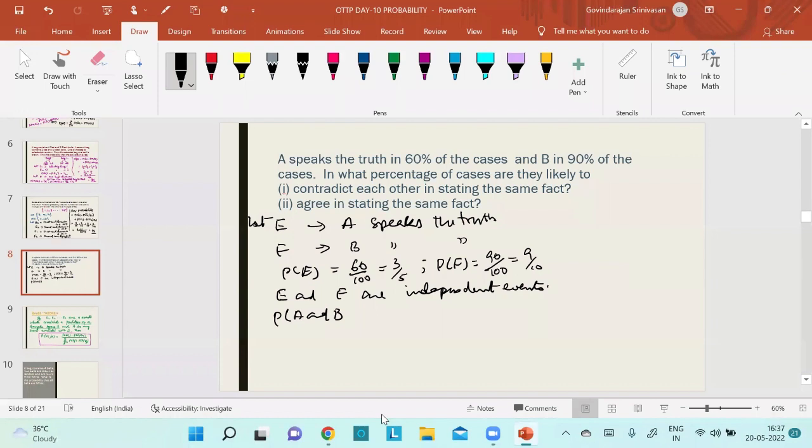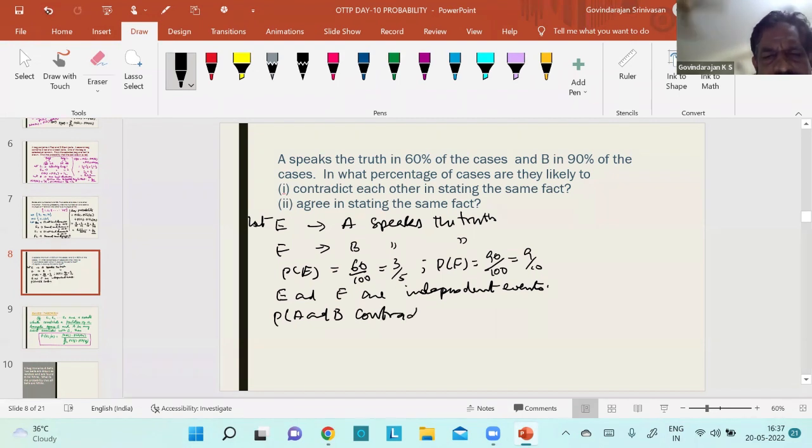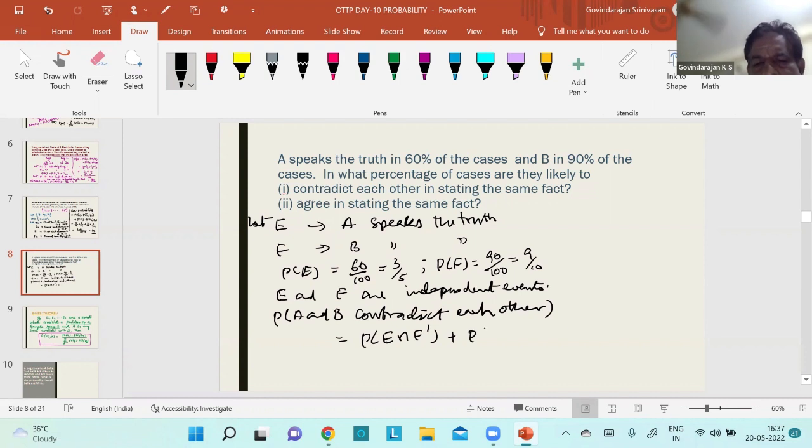So the probability of A and B contradicting each other in stating the same fact is equal to the probability of E intersection F dash, that means A speaks the truth and B tells a lie, or E dash and F, that means A tells a lie and B speaks the truth. We can also name them A intersection B dash, anything we can name it.